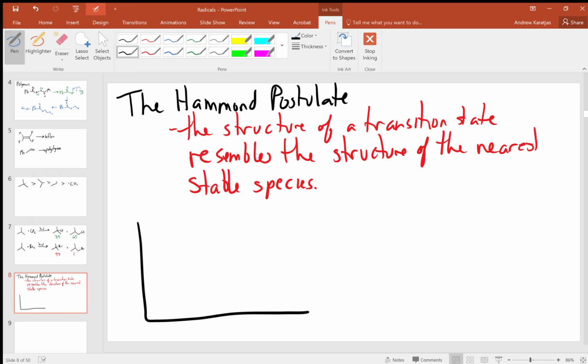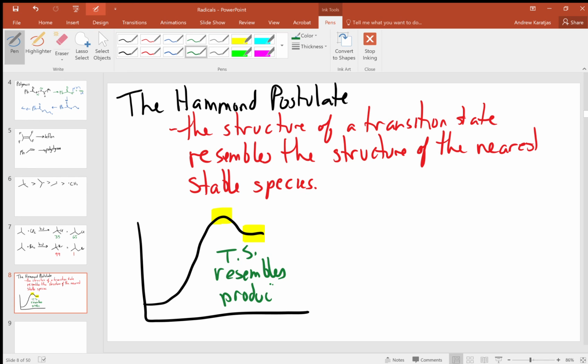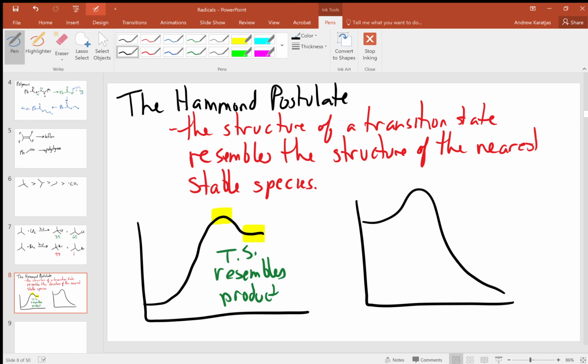So let's just look at a couple of very, very simple energy diagrams. So here's an endothermic process, and you can see that the transition state is very close in energy to the product. So what the Hammond postulate tells us is that in this process, the transition state will look a lot like the product. Or maybe we have an exothermic process. Now we can see that the starting material is much closer in energy to the transition state. And so in this situation, the transition state will look very much like the starting material.